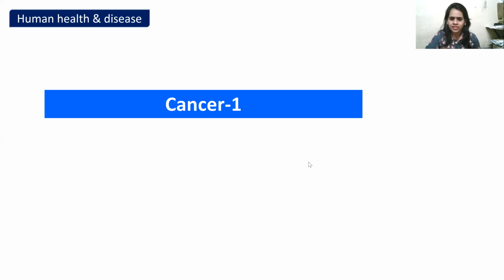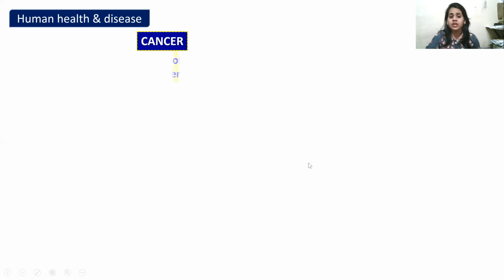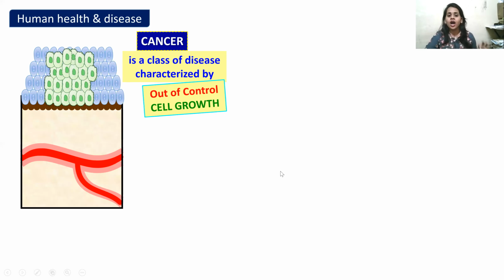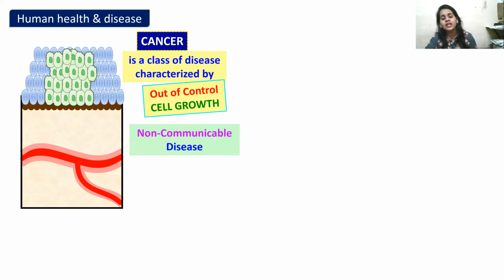Cancer is one of the topics given in your chapter where they have explained cancer in much detail. So it can be asked as a long question, or in subjective and objective questions. So let us define cancer. Cancer is a class of disease characterized by out of control cell growth. Cancer is a disease where the cell grows out of control, meaning the multiplication, the proliferation of cells is out of control, and it is a kind of non-communicable disease. So it's a non-communicable disease where the proliferation or multiplication of cells is uncontrolled.